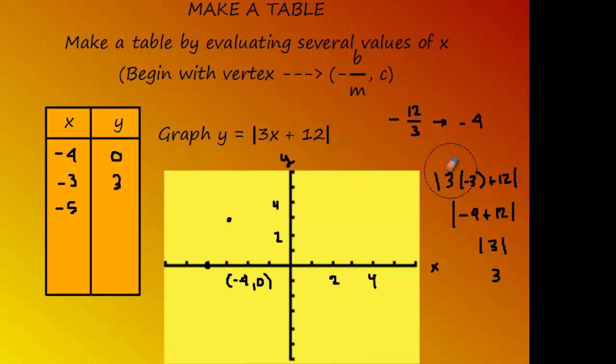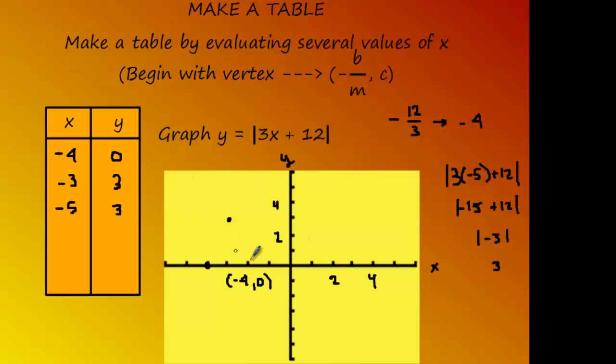Okay, I'm going to need some more space, so I'm going to erase this. And I substitute in my -5 now. That's 3 times -5 plus 12, and I'm going to simplify that. -15 plus 12, so that's -3. The absolute value of -3 is 3. So when I plug in -5, I'm going to get positive 3 as well.